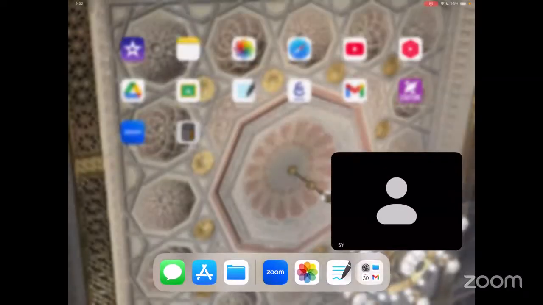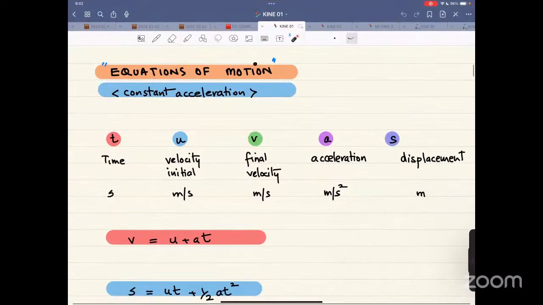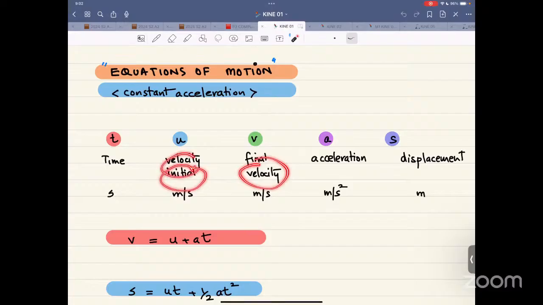Okay. So now we can talk about the equations of motion, constant acceleration, and so on. So T is the symbol for time, U for initial velocity, V for final velocity, A for acceleration, S for displacement. Now keep in mind, velocity and displacement are vector quantities. They have magnitude as well as direction.